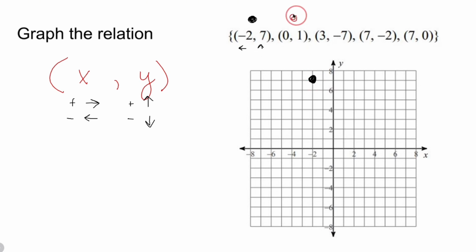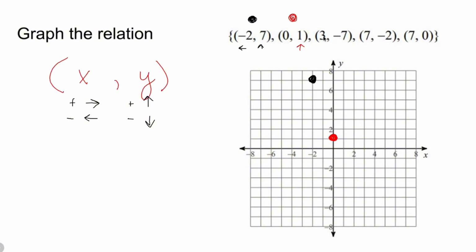For 0, 1, notice that I have 0. So am I going to go left? Am I going to go right? No and no. I'm not going to move. But since the second number is a positive 1, I'm going to go up 1. So 0 means don't move. Up 1 means my dot is just up 1, and that is the point 0, 1.